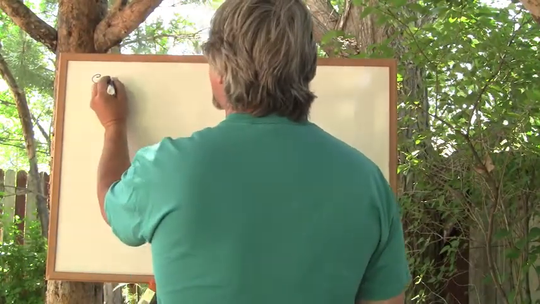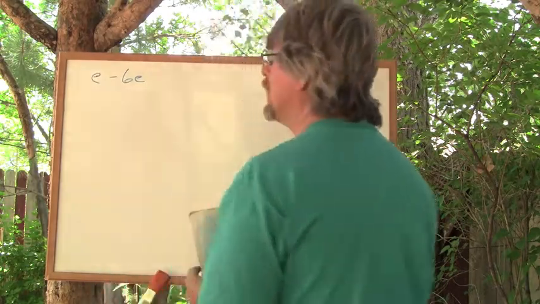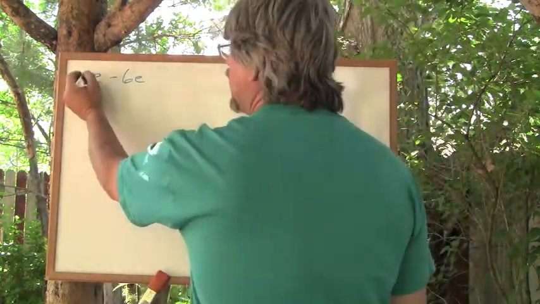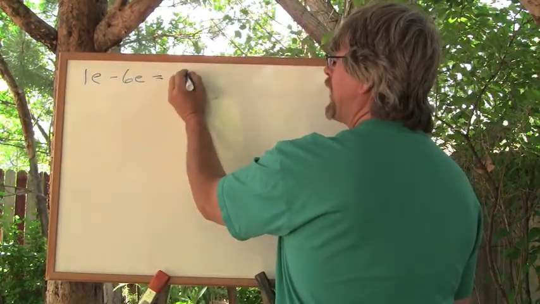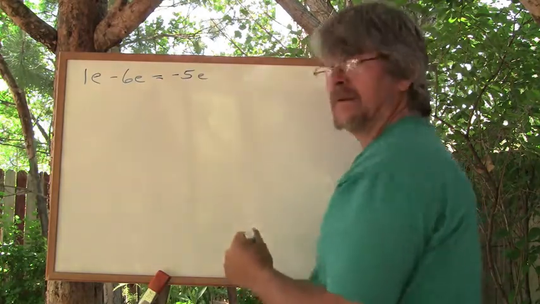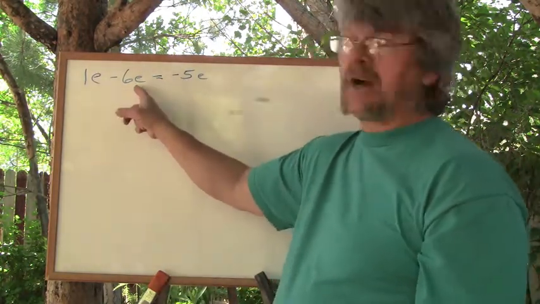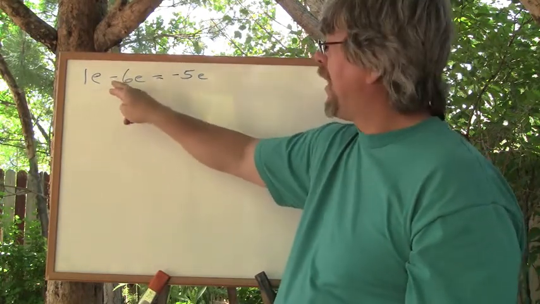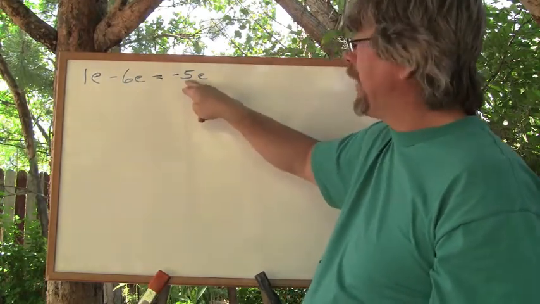e minus 6e. Remember, any variable by itself is a 1. So 1e minus 6e is a negative 5e. You're understanding that by now? You're a smaller number taking a bigger number away. The difference between the two numbers is 5. However, the negative sign resides with the bigger number, so it's going to be a negative in the answer.